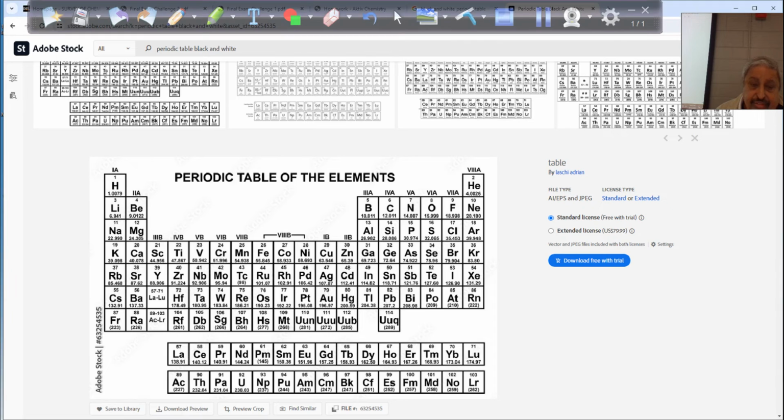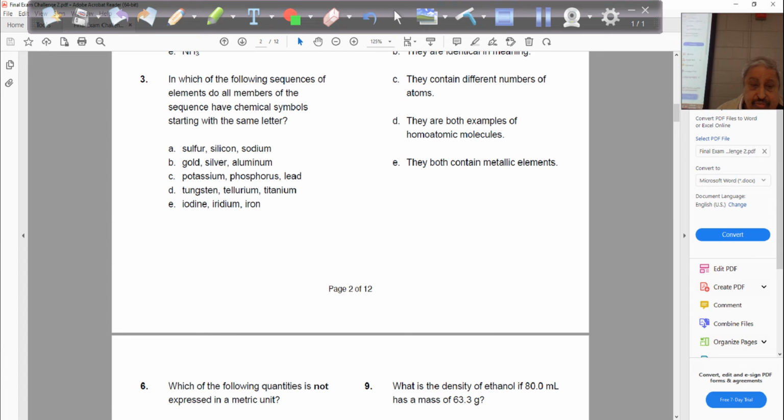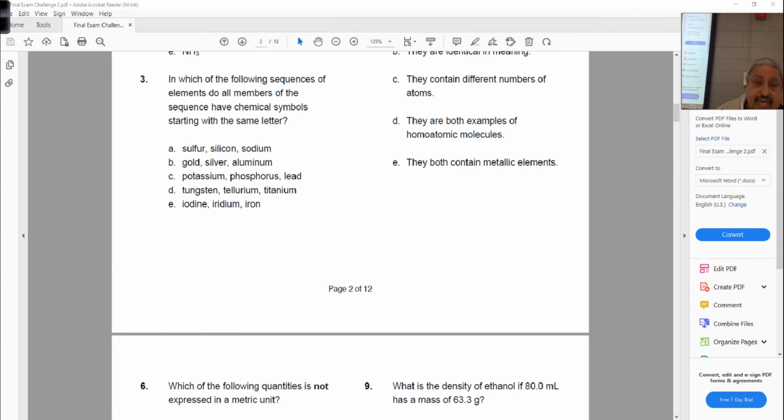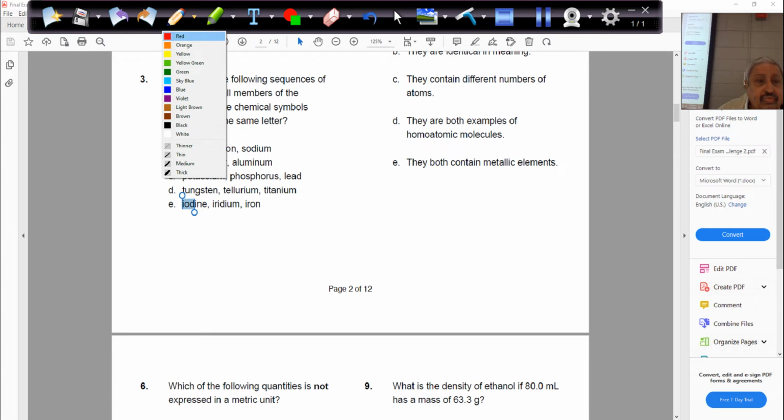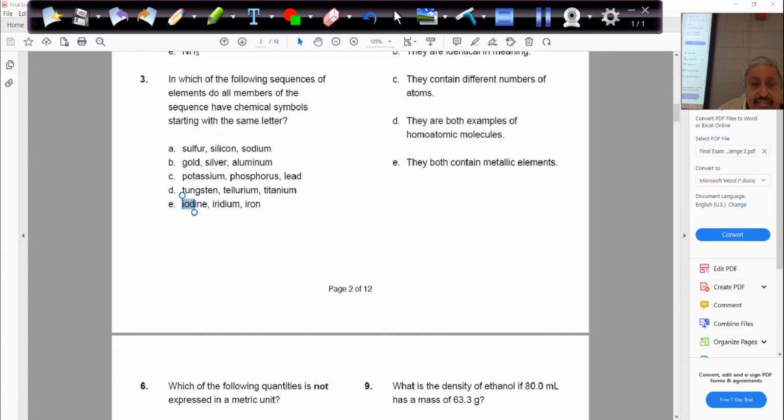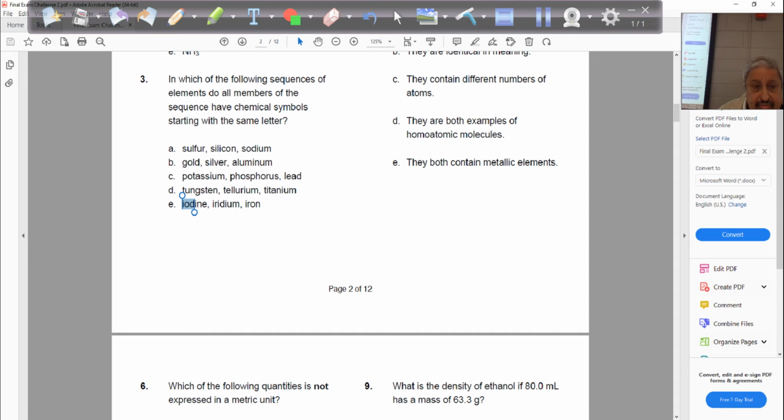We have the question here, so I will keep this one for the last. I will not bother myself with it. Iodine, iridium, iron. So I will circle.